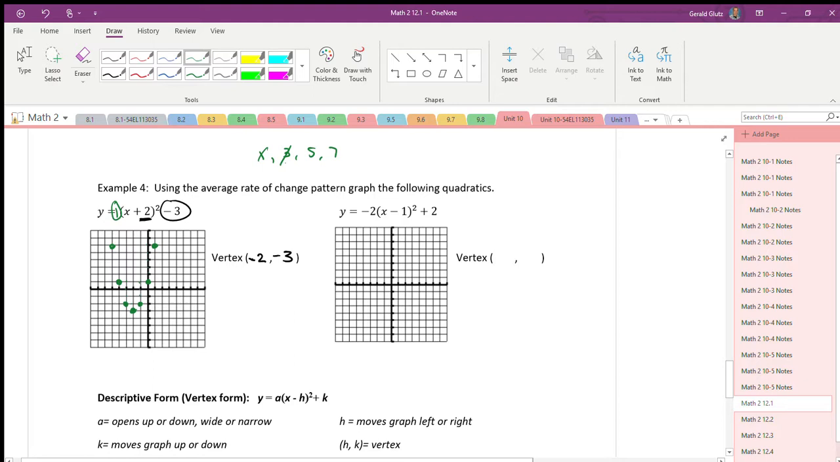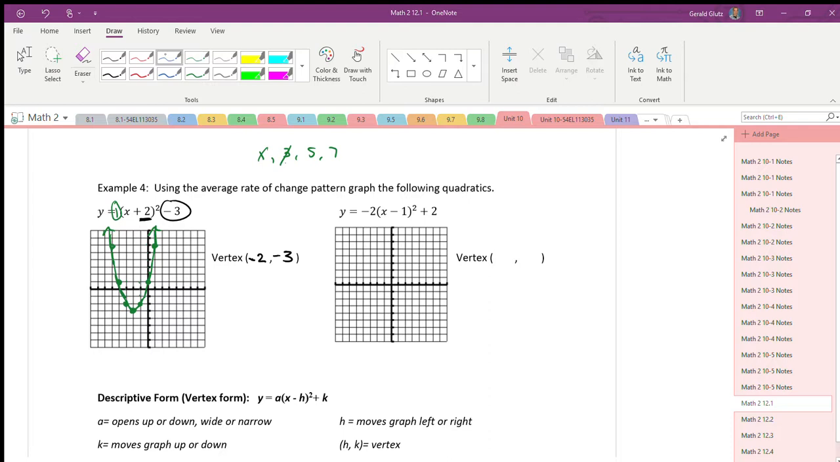And I don't have room to go up 7, so I'm just going to stop right there and make my little U shape. So again, if you can figure out how to do this, it's not that hard once you practice a little bit. It'll save you a lot of time graphing these things. So that's it. That's all we had to do for that one.